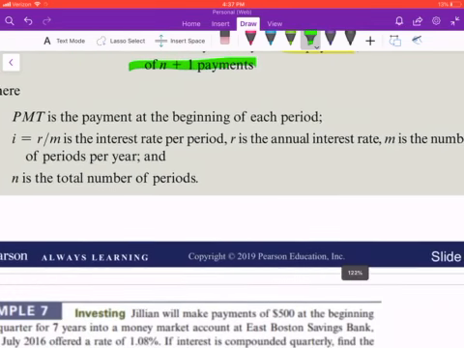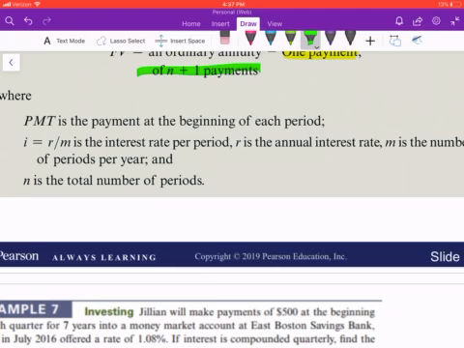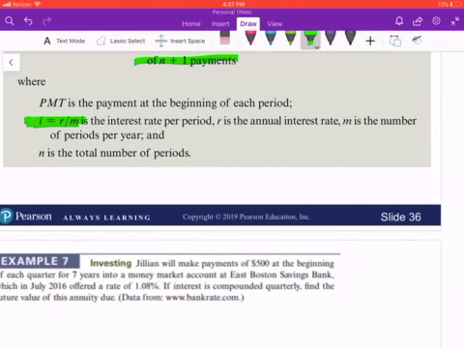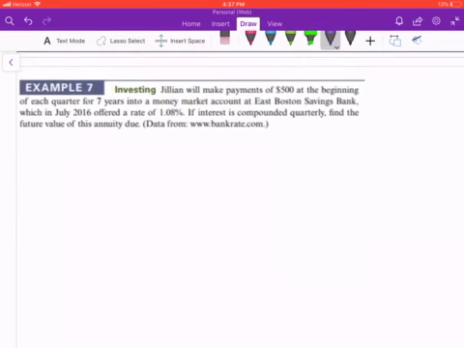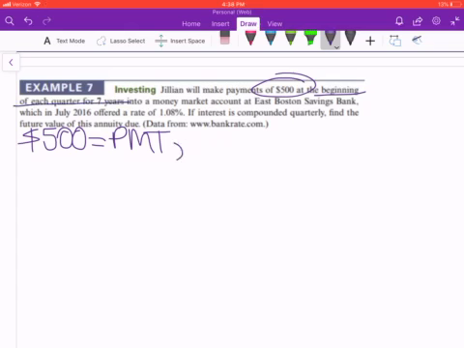So same variables apply here. PMT is for payment. I is R over M, rate, divided by the number of compounding periods. And N is the total number of periods, or also known as M times T. So for the first problem here, we have Jillian will make payments of $500 at the beginning of each quarter for 7 years.